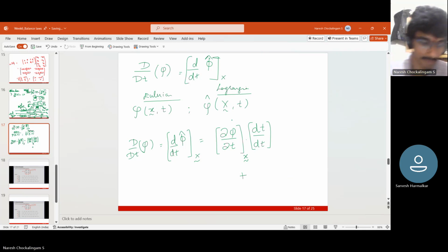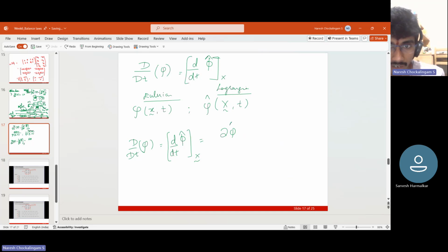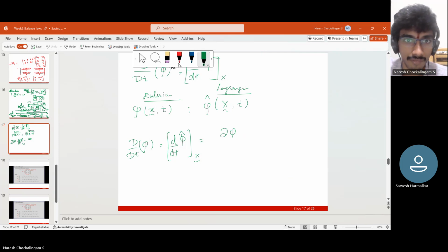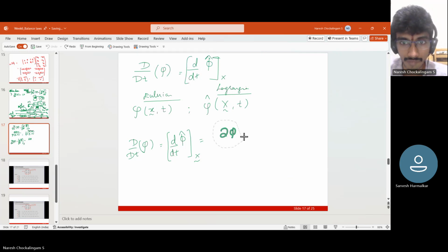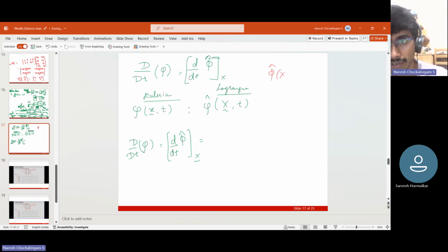So phi cap of X comma t is nothing but phi cap of X of x comma t, and this is nothing but phi of x comma t, right?